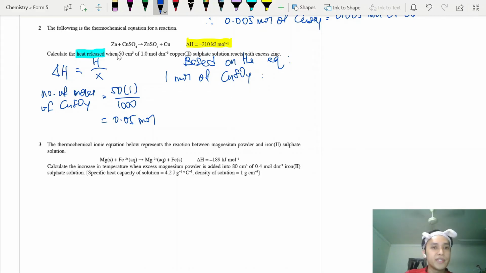Okay, who is displaced? You need to know what reaction this is, just based on the chemical equation. So this is a displacement reaction. The one that is being displaced is the copper, right? So you take the ratio between what you calculated and who is displaced, meaning copper.